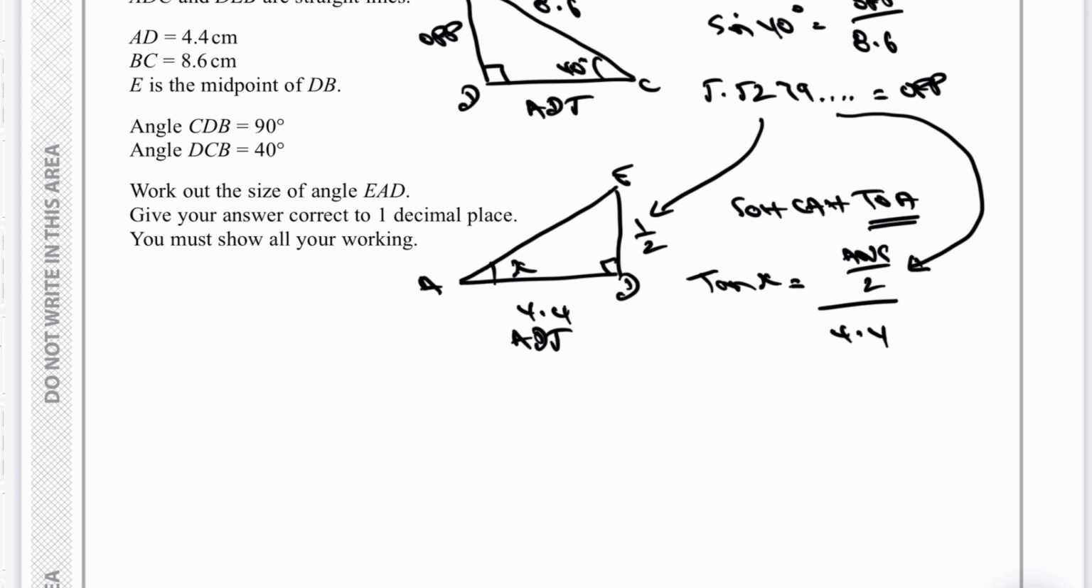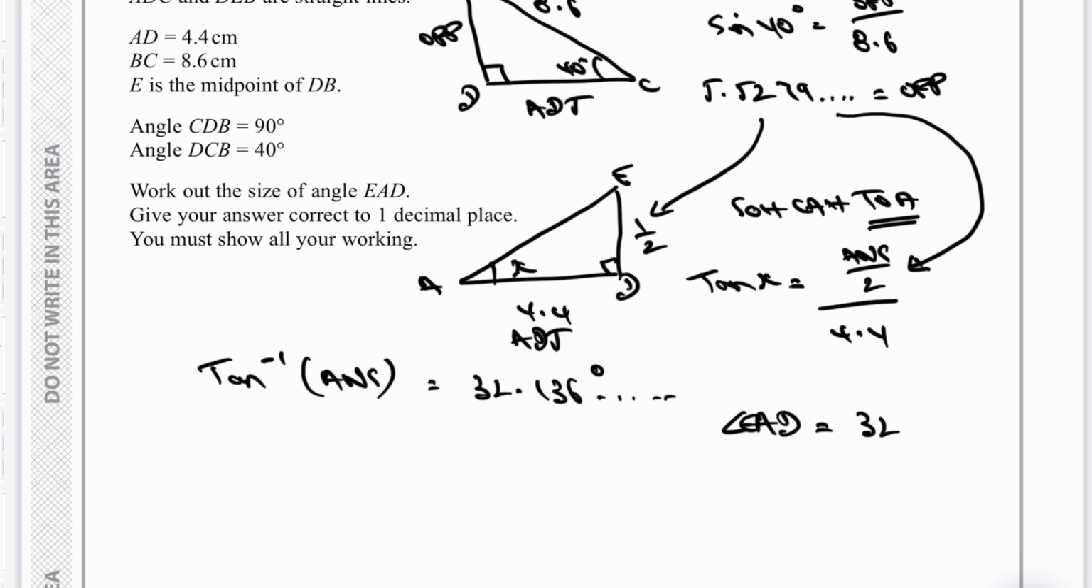Now don't forget, I don't need the tan, I'm interested in the actual value of the angle. So if you use the shift key on your calculator, you're going to get tan to the power of -1, and just use the answer, and that will give you then 32.136 ... and that's going to be in degrees. So therefore angle EAD, which is what we're looking for, is going to equal 32.1 degrees, and that would be correct to 1 decimal place.